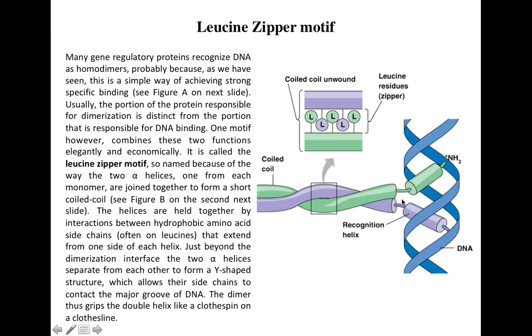Just beyond this dimerization, these two monomers split apart and separate from each other because of the presence of rather basic amino acids in this region. So they do not have this hydrophobic interaction in this region. That's why these two alpha helices are separated from each other, and then they interact with the DNA, while the two alpha helices which have these hydrophobic amino acid side chains coil around each other, and they form what we call the coiled coil structure or zipper-like structure.